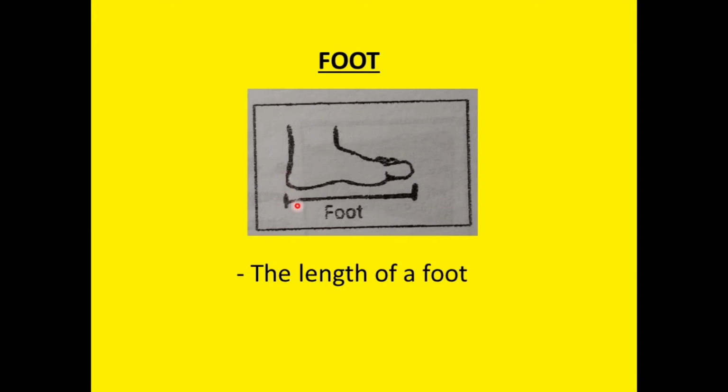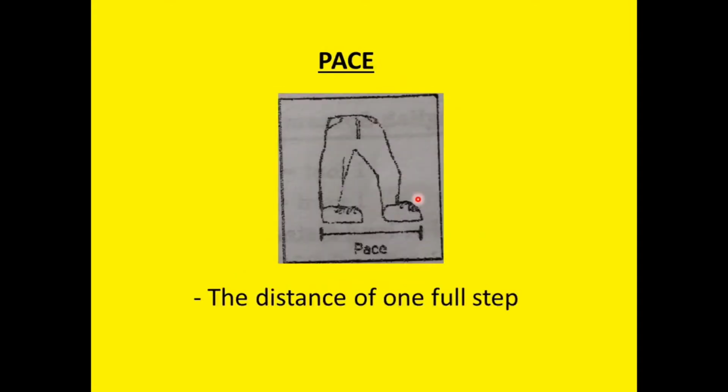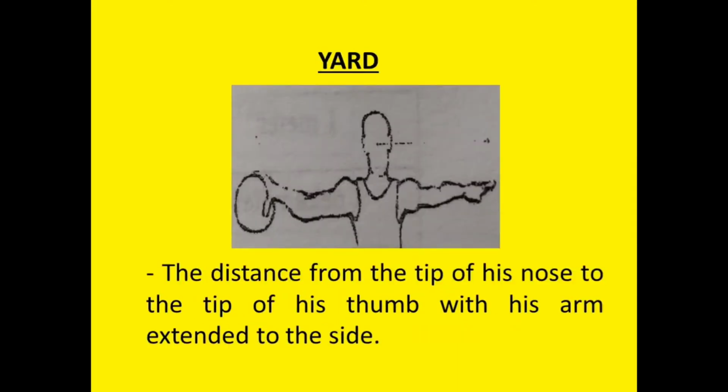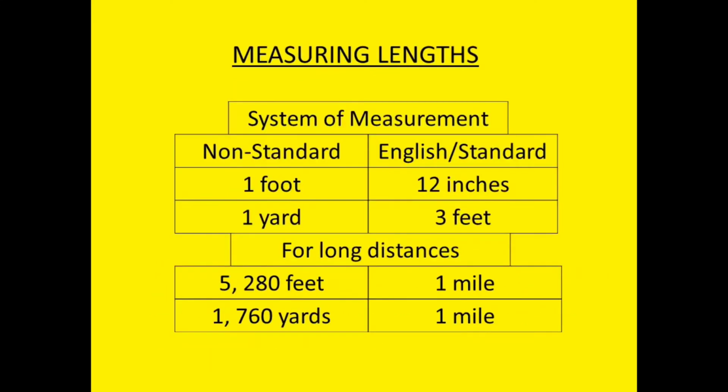Now let us discuss non-standard units: pace, the distance of one full step. Inch, the thickness or width of a thumb according to the Romans. Then yard: in 1080, King Henry I of England standardized the yard as the distance from the tip of his nose to the tip of his thumb with his arm extended to the side. These are what we call the non-standard units of measurement during ancient times.